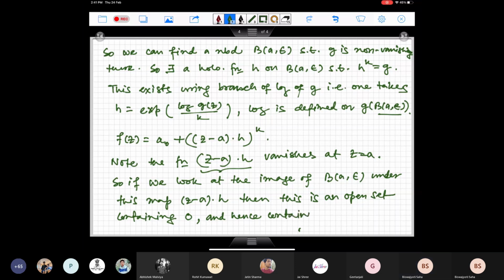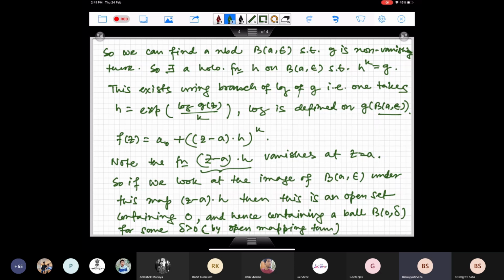So it is an open set containing 0, and hence containing a ball B(0, delta), let's say, for some delta positive. All of you agree to this? Okay, so my image is an open set which contains this ball B(0, delta). It contains 0, and the image is an open set, as we know by the open mapping theorem. So it contains an open ball.